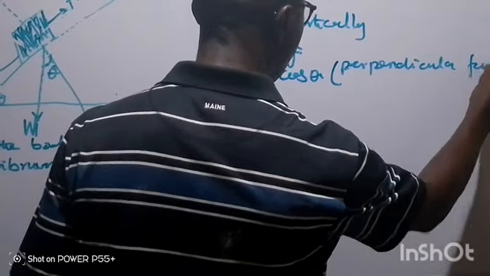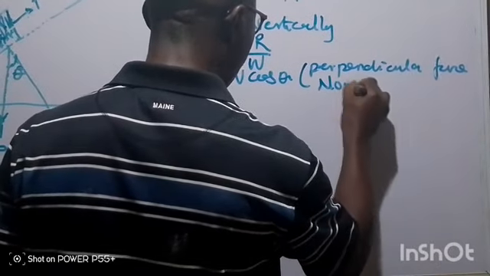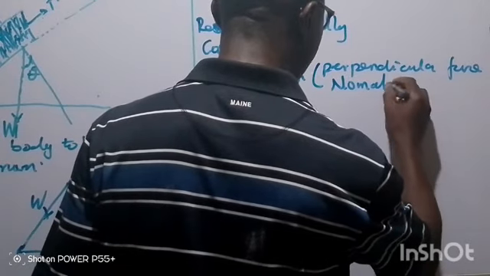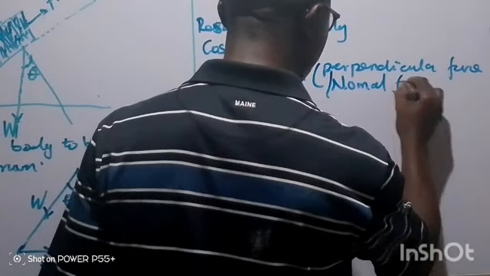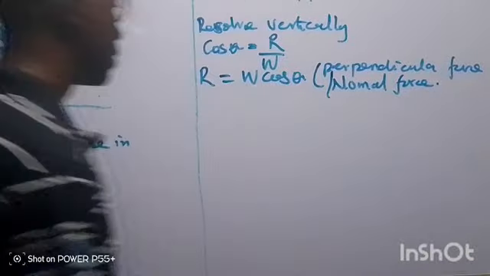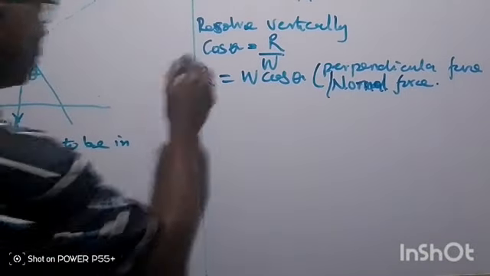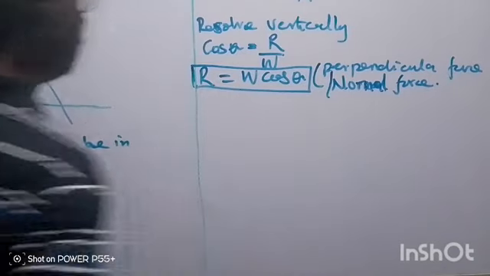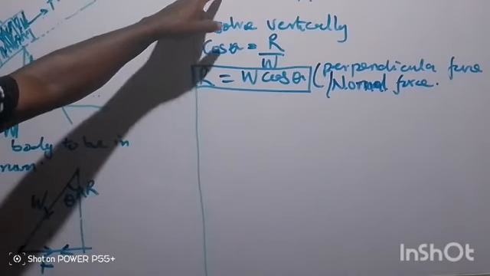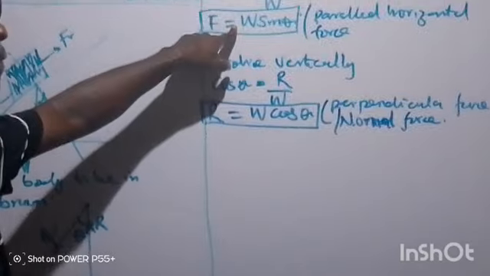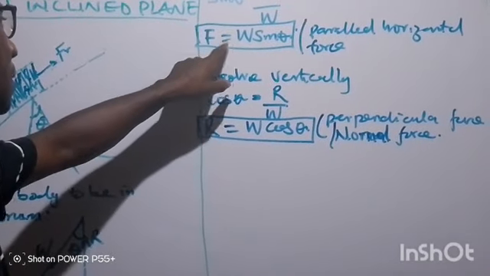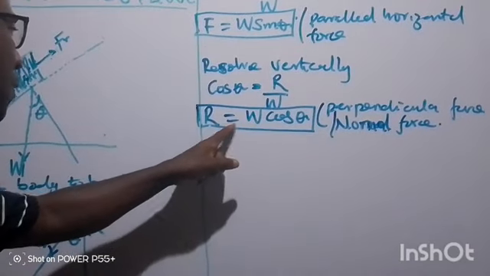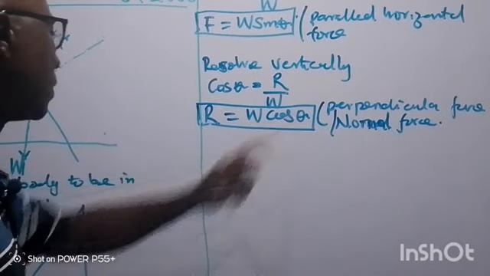So this is the perpendicular force, or force that is normal to the surface. Normal force to the surface. Now, from what we have seen on the board, we have seen two formulas. The first one, the parallel horizontal force, which is F equals W sine theta. And the second one, the normal reaction force, which is equal to W cos theta.